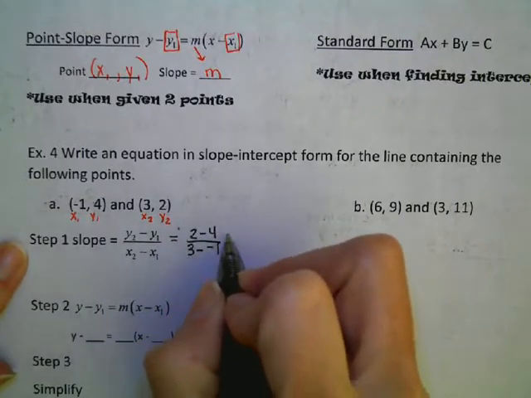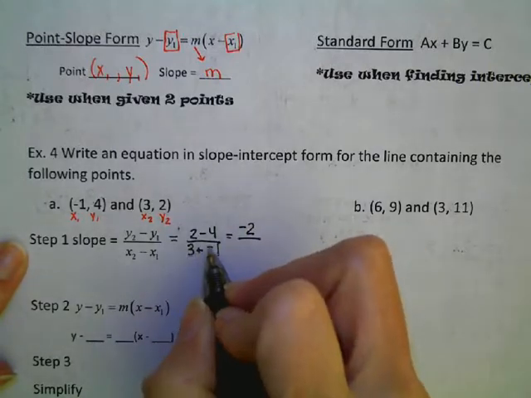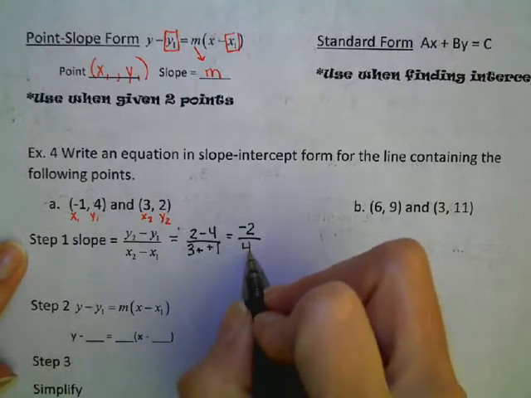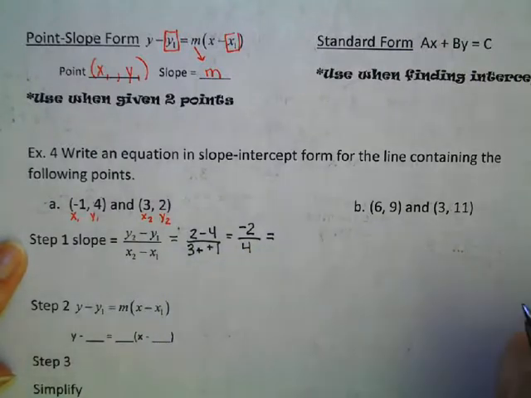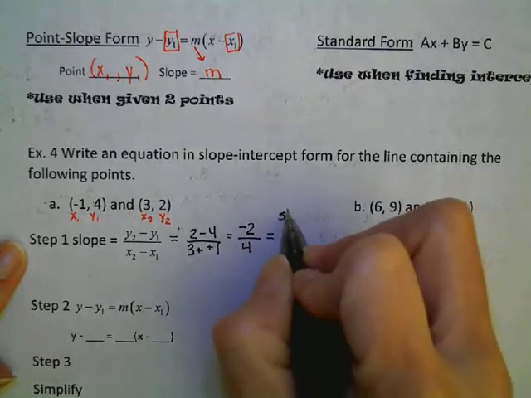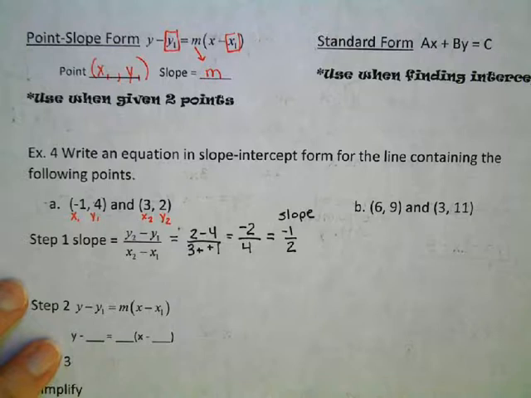So 2 minus 4 over 3 minus negative 1. 2 minus 4 is negative 2. Anytime you have minus and negative, I'm going to change that to plus. So I get 4, and always reduce if you can, so that would be negative 1/2. This is our slope.